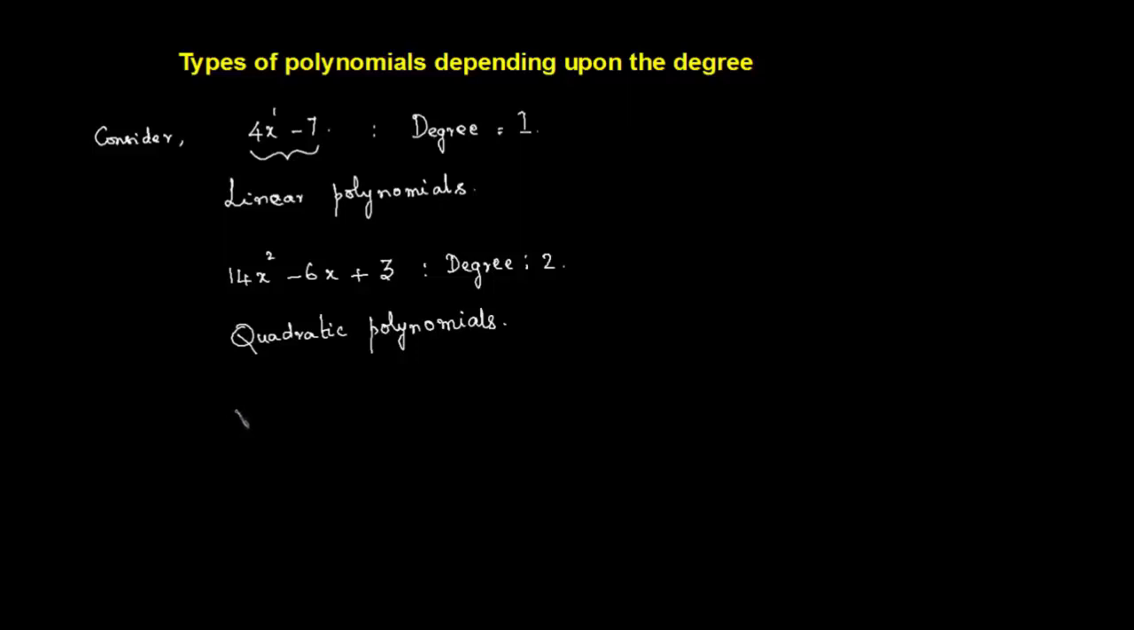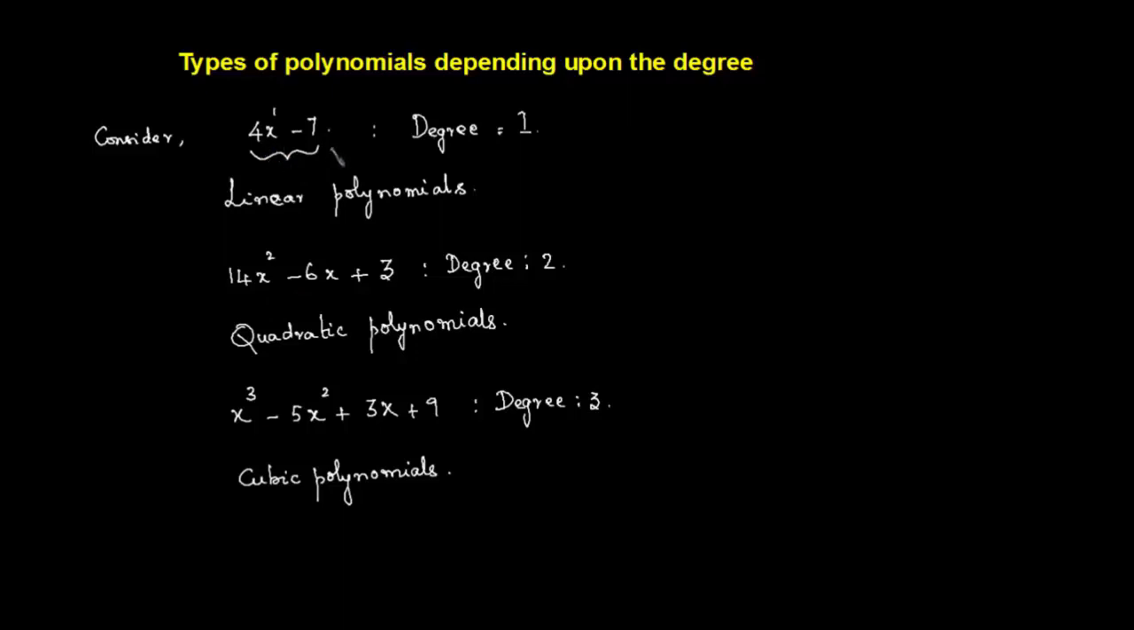So, what will be the next kind of degree? 3. So, consider x cube minus 5x square plus 3x plus 9. So, you can see that the degree of the polynomial is 3. Such polynomials whose degree is 3 are called cubic polynomials. And you can also see that all the examples that are listed are polynomials of a single variable. So all of these have the variable x.